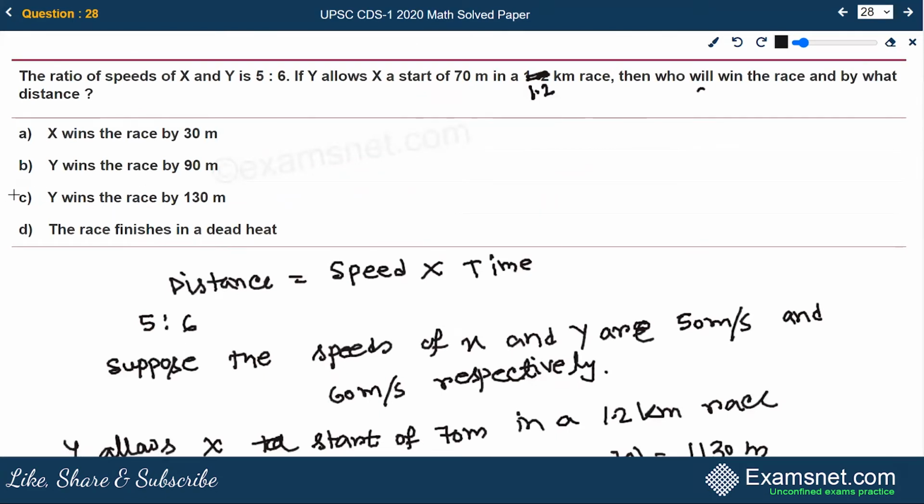Here option C is the correct answer. Y wins the race by 130 meters.